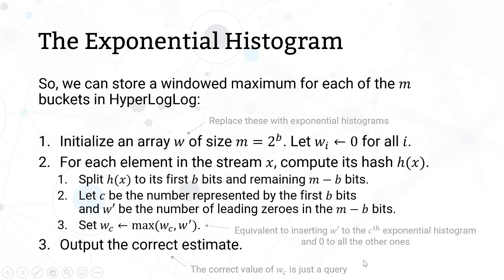And to output the correct estimate is essentially equivalent to making a query on all of the WCs and then doing the estimate as earlier.